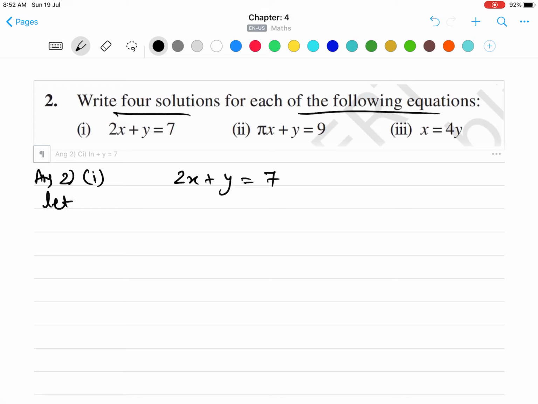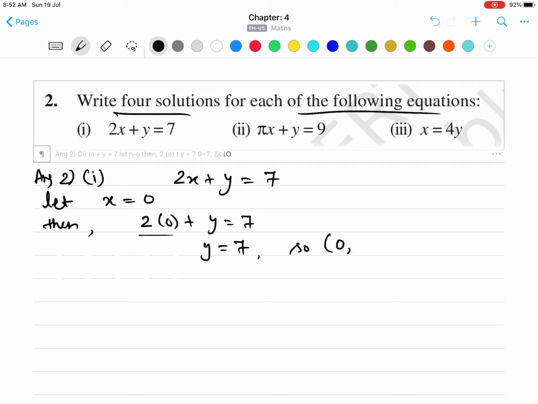Let x equals to 0, then the equation will become, at the place of x we'll write 0, plus y equals to 7. So this will be eliminated, 2 into 0 will be 0, so we'll remain with y equals to 7. So alright, x 0 and y 7 is a solution of the given equation.